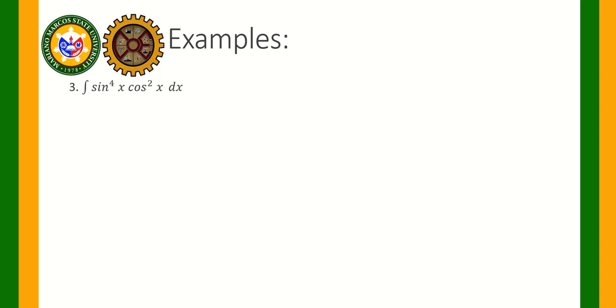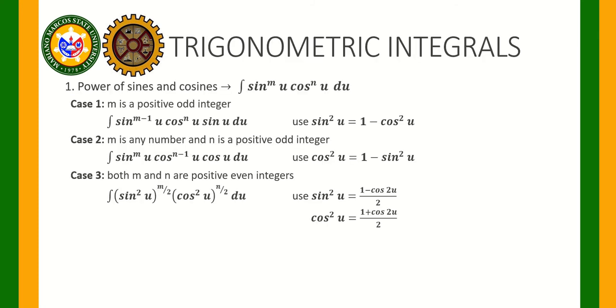Okay, so now let's try to solve example number 3, which is the integral of sine raised to 4x cosine squared x dx. So, anong case yung gagamitin natin? Okay, gamitin natin is case 3 since both m and n are positive even integers.